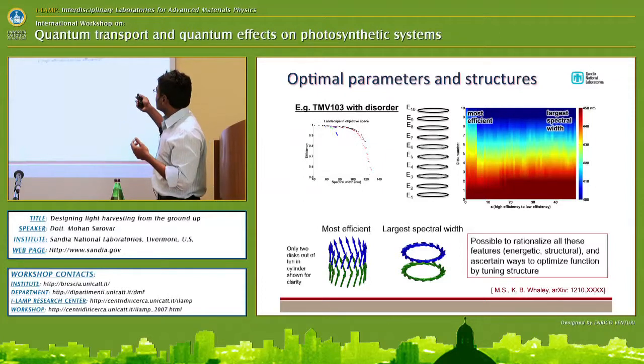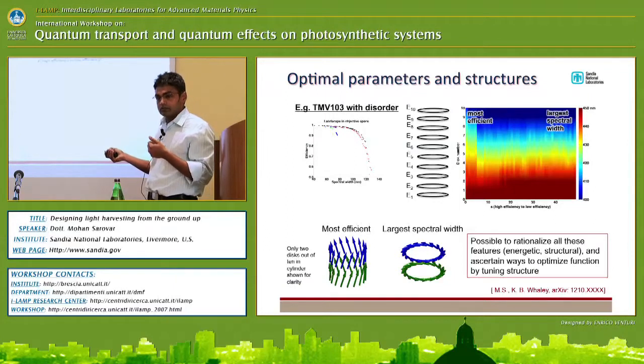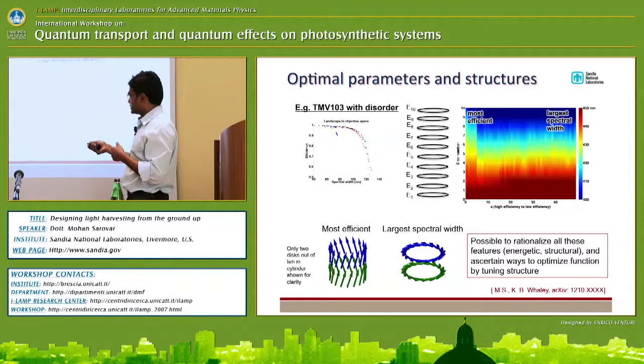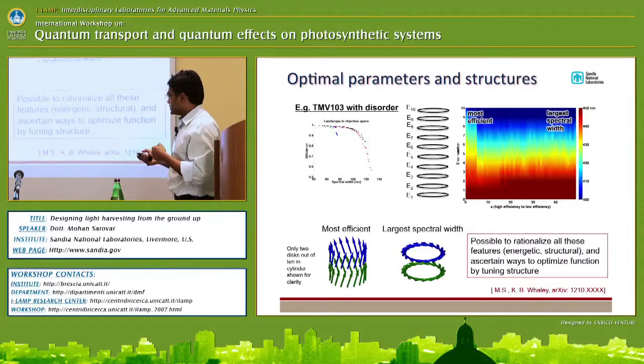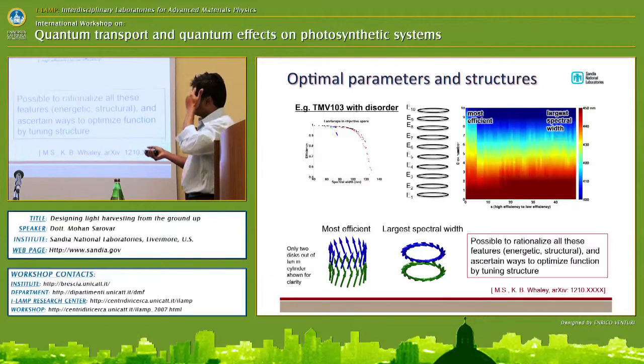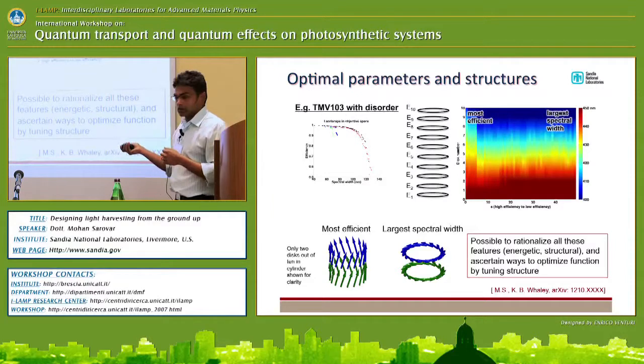You rely on basically relaxation for the transport, so it's not that efficient. But each one of these antennas has a large dipole. It absorbs a lot, and it's spread out because you have a bunch of transition energies. So you can rationalize each one of these structures, and you can point out exactly why this is efficient and this is larger spectral width.